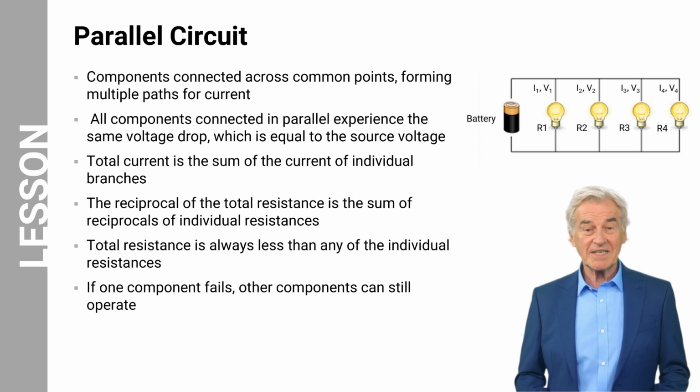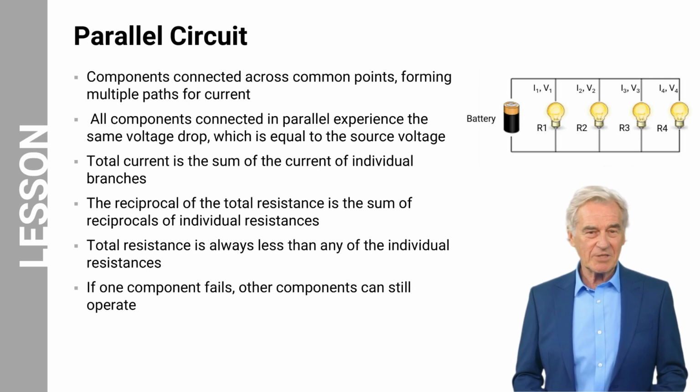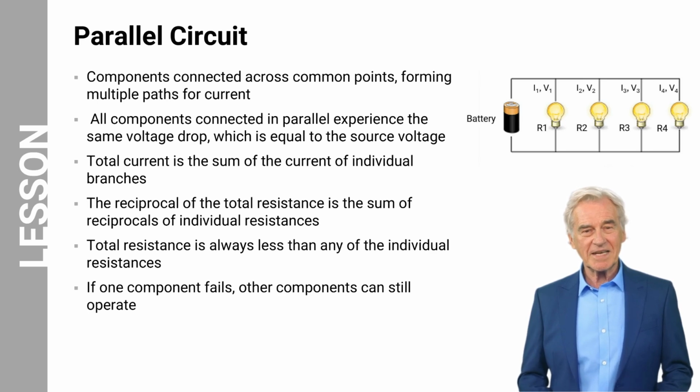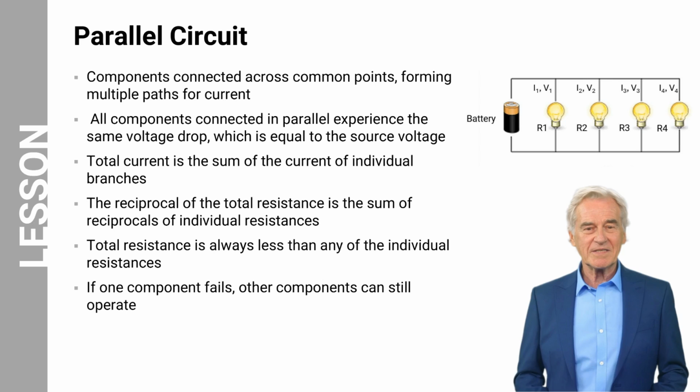A parallel circuit is characterized by components connected across common points, creating multiple paths for current flow. In this configuration, the voltage remains constant across all components, while the total current is distributed among the individual branches, summing up to the total circuit current. The total resistance in a parallel circuit is calculated uniquely. The reciprocal of the total resistance equals the sum of the reciprocals of individual resistances. This results in a total resistance that is always lower than any single component's resistance.